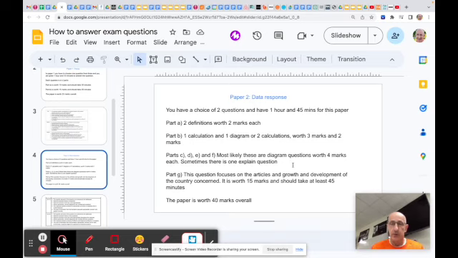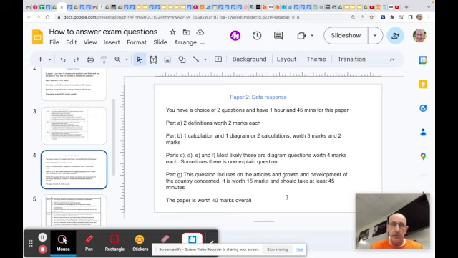Sometimes they tell you which diagram to draw. Sometimes they say just using an appropriate diagram. There's 2 marks for the diagram and 2 marks for the explanation. You have to explain your answer using the diagram and focus on the question. Don't just get distracted and write all about the diagram. Make sure you're answering the question as well in your explanation.